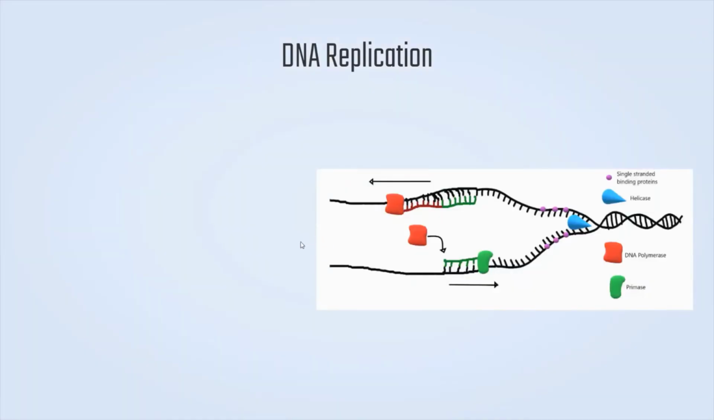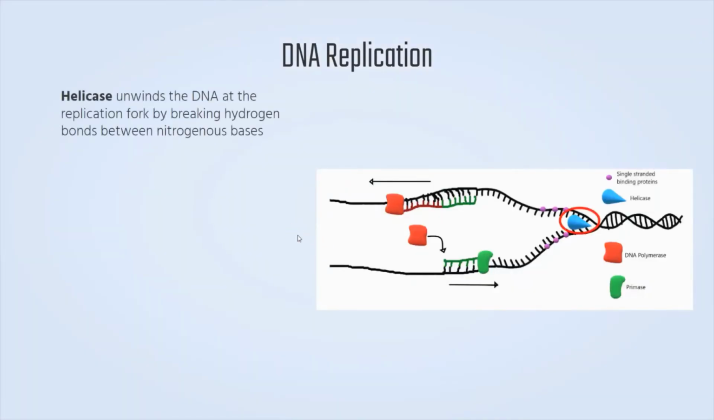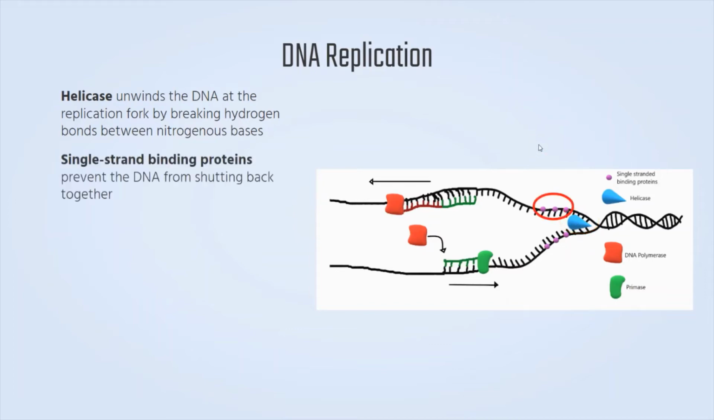So this is the beginning of DNA replication. A protein called helicase will unwind the DNA at the replication fork by breaking hydrogen bonds between nitrogenous bases. So this blue thing over here is the helicase, and it unwinds the DNA. Single-strand binding proteins will prevent the DNA from shutting back together, so these purple circles will keep the DNA from shutting.